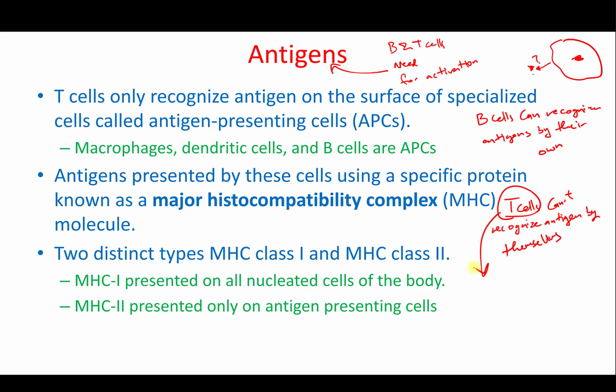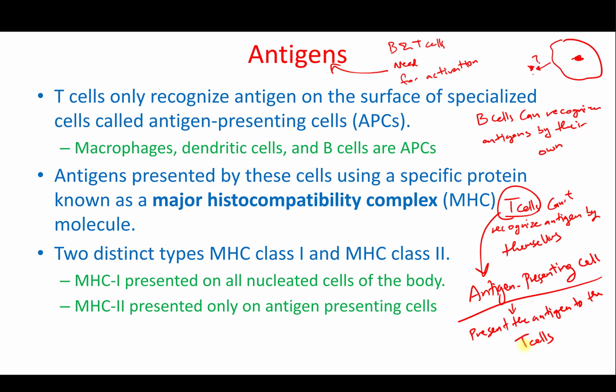Therefore, the T cells need antigen presenting cells. What does this do? It presents, from the name, the antigen to the T cells. Not only presenting it, but presenting it in a certain way as well. Those antigen presenting cells could be macrophages, could be dendritic cells, sometimes even B cells. The way they are presenting the antigen, they have to display it on something called major histocompatibility complex, MHC.